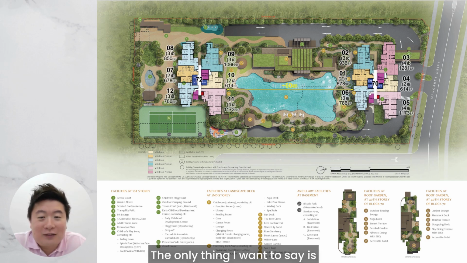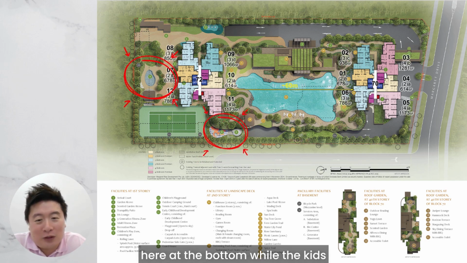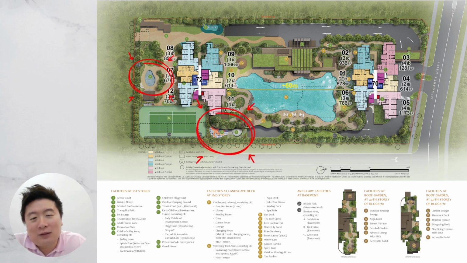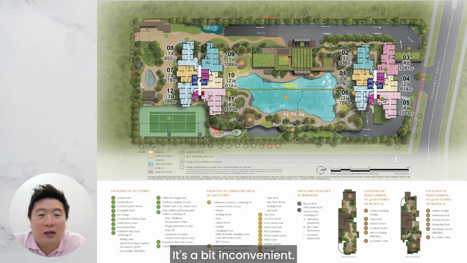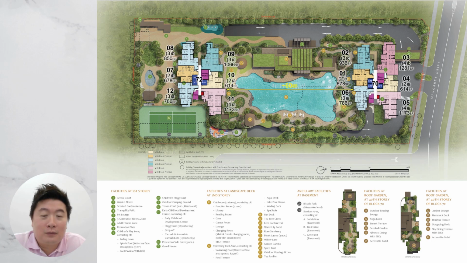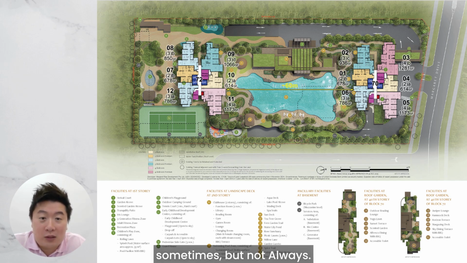Yeah. The only thing I want to say is the kids playing area is over here at the bottom, while the kids pool is all the way up. It's a bit inconvenient if you're bringing your kid to play, but I guess they assume that when you're going to the pool, you wouldn't be going to the playground. Maybe that's the case sometimes, but not always.